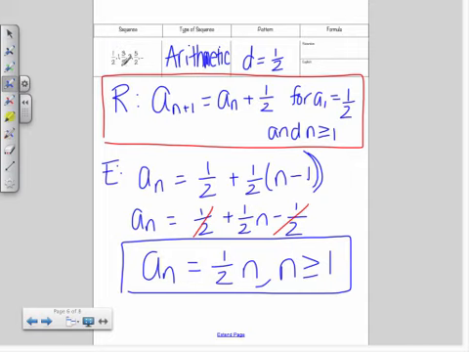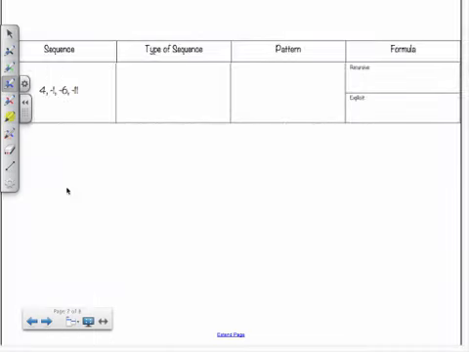So for example, if I want to figure out what the fifth term in my sequence is, I would do half of 5, which is 5/2. Okay? All right, so for the next one, your type of sequence, you have to figure that out, so go ahead and think about that.